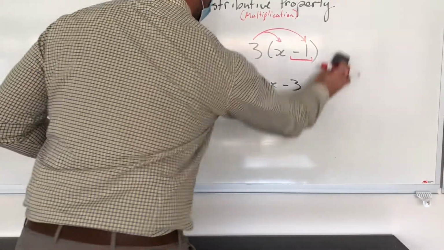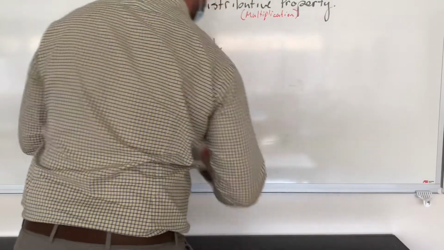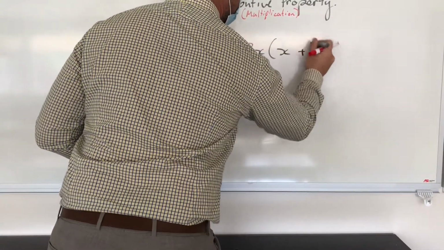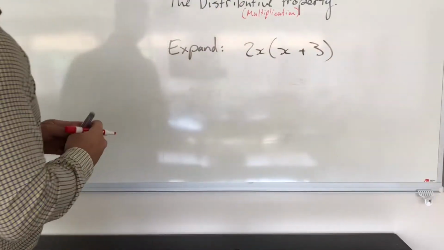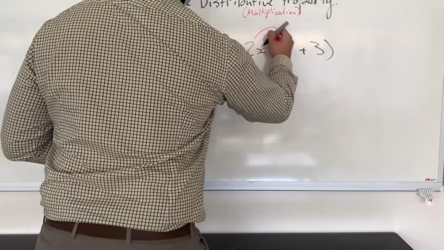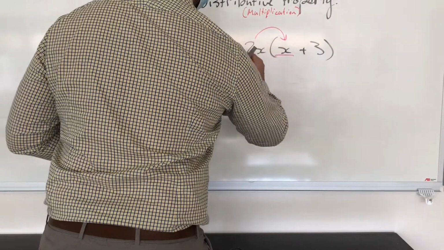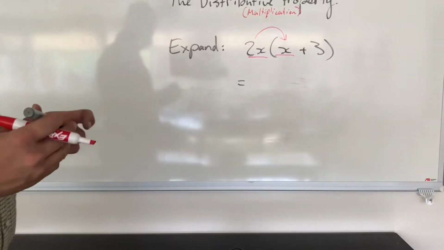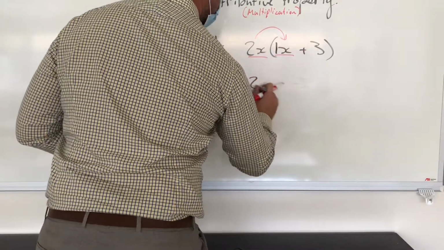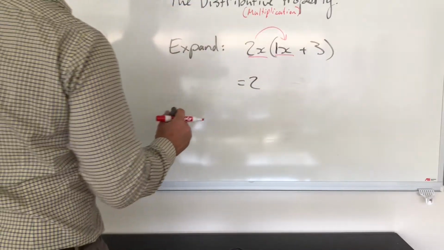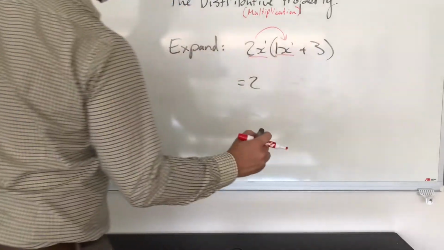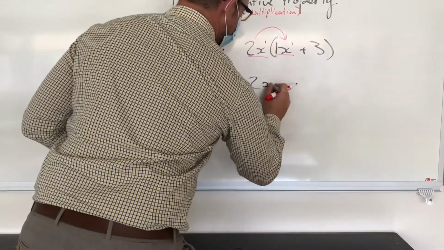Let's take a look at a couple more examples. Another example would be 2x(x + 3). This one is only a little bit trickier, because when I multiply 2x times x, I have to multiply the numerical parts first. So 2 times, remember there's an imaginary 1 there, makes 2. Now I'll multiply the variable parts, x times x. When I multiply powers with the same base, I add the exponents. So I have x to the power 2.